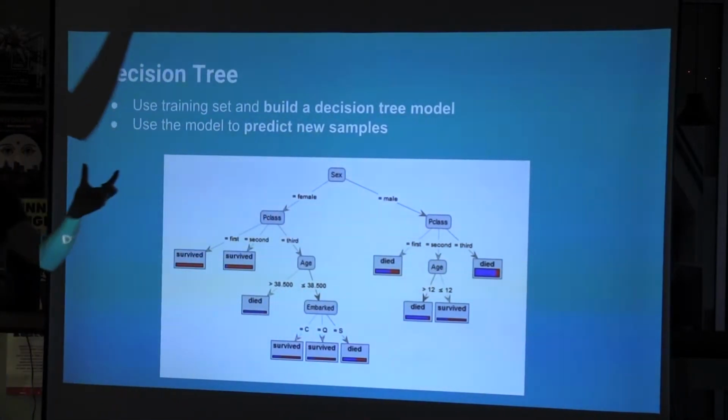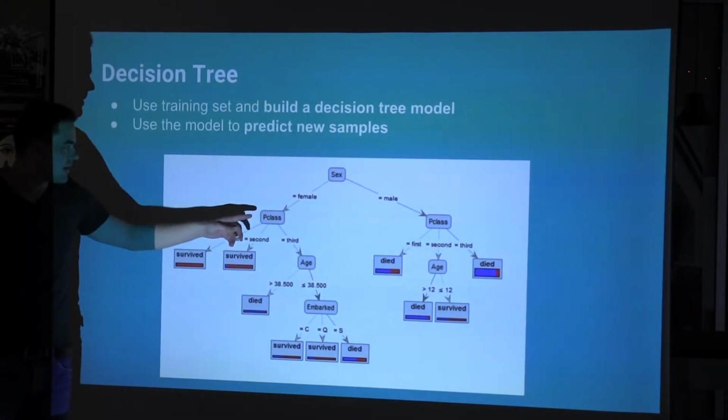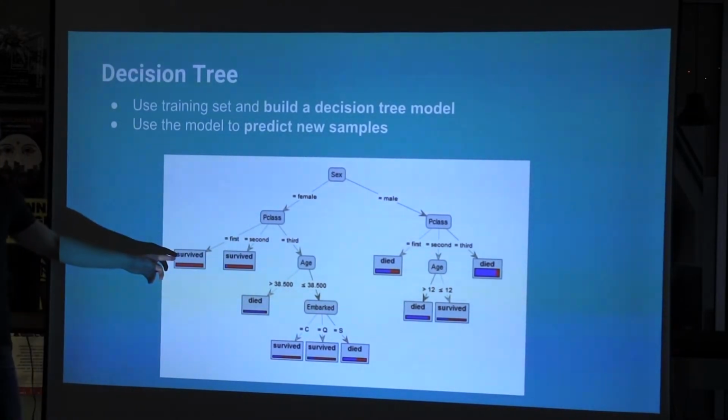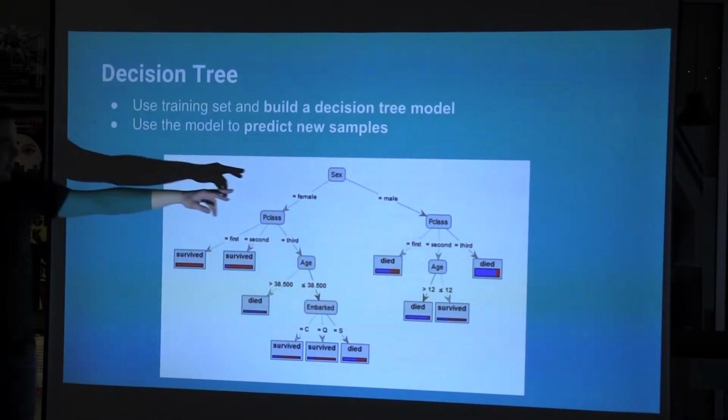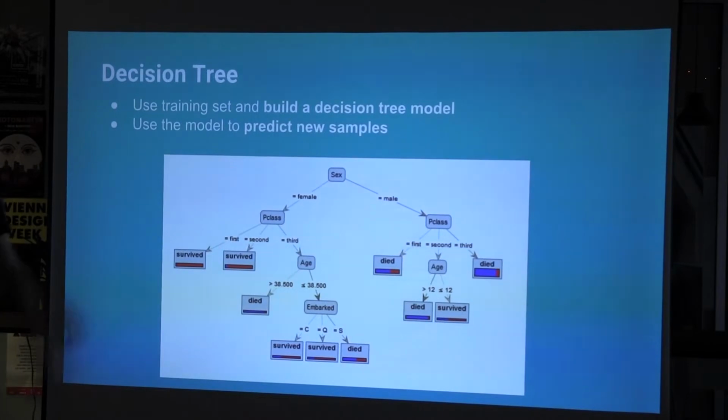Because the blue line is higher than the red line, there is a higher probability that the passenger will die. If the sex is female and the class is first class, then she will survive. We see here that a lot of females who were in first class and in second class came out alive from Titanic. And if you were a man in third class, you didn't have a lot of options. You would most probably die.